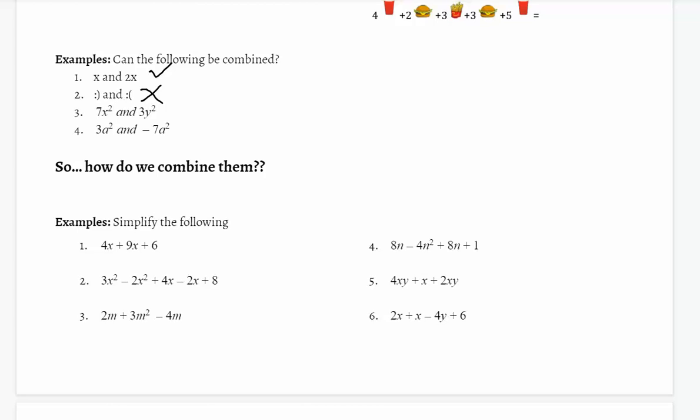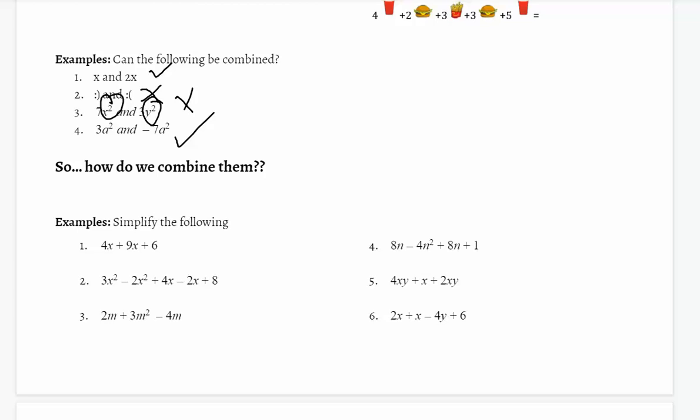If I look at number 3, 7x squared and 3y squared, notice the squareds are the same, but are the variables the same? No. So the variables are not the same, so no, I can't add them together. That'd be like saying x would be drinks and y would be French fries. I can't add a Coca-Cola and a medium French fry and get something else. That just doesn't happen. And if we look at 3a squared and negative 7a squared, can I combine that one? Yep, because they have the same letter, a, and those a's have the same exponent of 2.